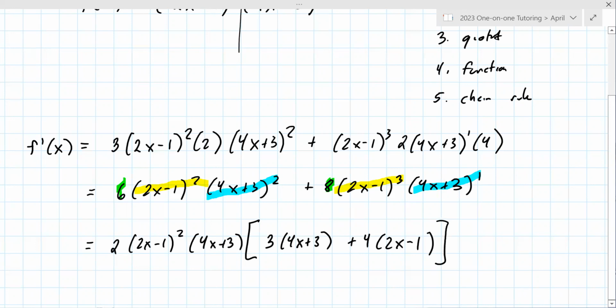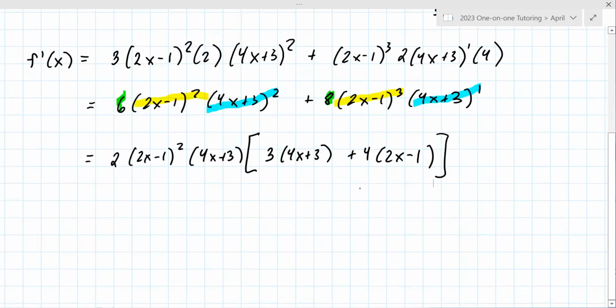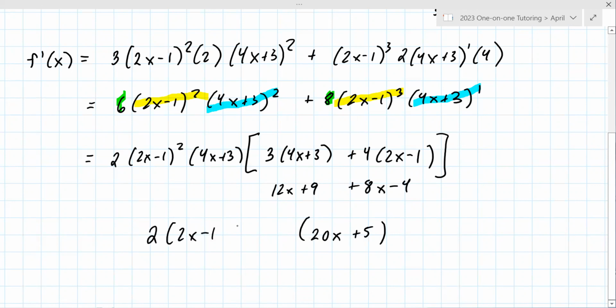And now you have to simplify inside the parentheses here: 12x plus 9 plus 8x minus 4. This becomes 20x plus 5. And then you bring all the other stuff down. So your answer would actually be presented like this on the AP. Okay, to give me some feedback here, what's your comfort level with going from derivative to this down here? I'd say it's pretty good.